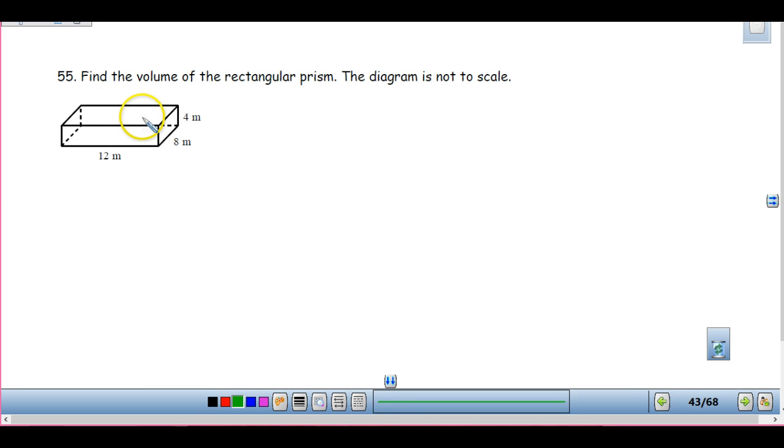Okay, now we go into volume. Okay, so the volume is the area of our base times the height. So we multiply these together to get the area of our base, and we get 96 multiplied by our height, and we have 384 meters. Now we're talking volume, so now it's meters cubed.